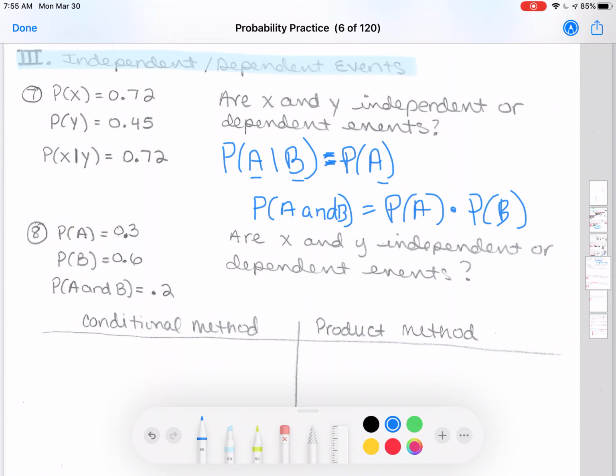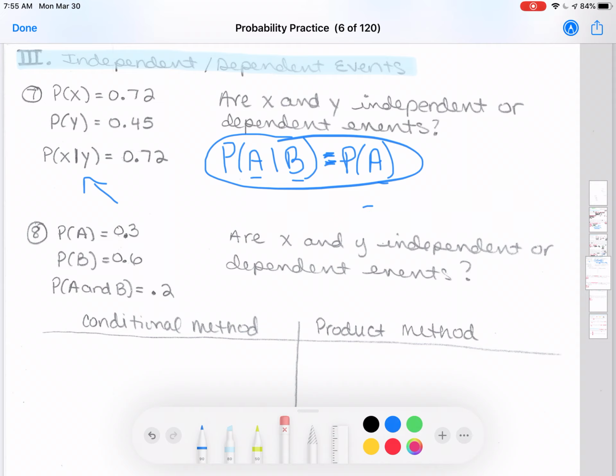If I look at these two blue formulas, which formula should I use based on the information I'm provided over here? We have to use this formula, right? Because they're giving me the given. I can't use the product rule because I don't have the and. Okay, so I'm going to erase now and make this neater.